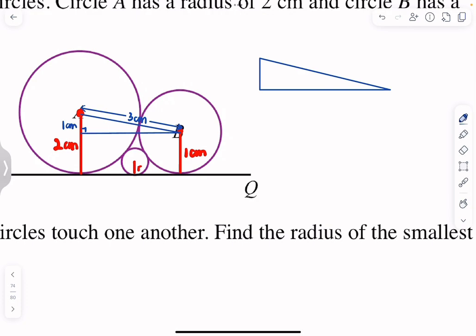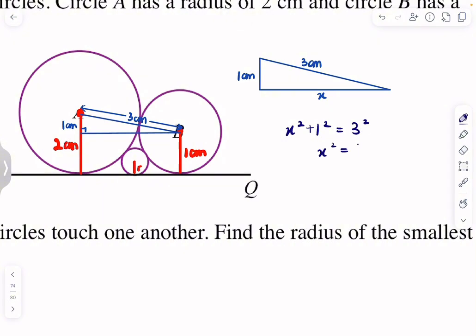Then we can try to solve. So this is 1 cm. This is 3 cm. We can find the length here. Let's call this x. Okay. So according to Pythagoras theorem, a square plus b square equals to c square. So you can say x square plus 1 square equals to 3 square.